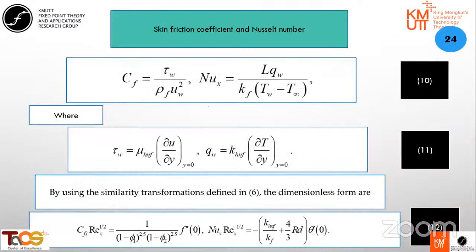Now for the computation of skin friction and Nusselt number, we have defined them in equations number 10 and 11, where CF is the skin friction coefficient and NUX is the Nusselt number. By using these equations, we can find out the heat transfer of the model, where tau W and QW are defined. By using the similarity transformation defined in equation number 6, the dimensionless forms of the skin friction coefficient CF and Nusselt number NUX are defined in equation number 12.